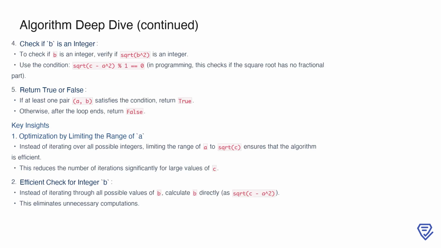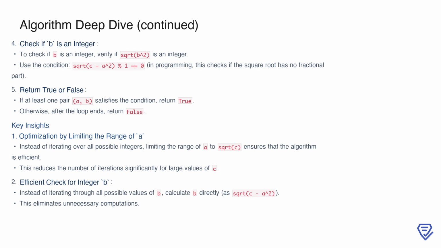Once we compute b^2 = c - a^2, the next step is to check whether b is an integer. To do this, we verify if the square root of b^2, or sqrt(c - a^2), is indeed an integer. In programming, this can be done by checking whether sqrt(c - a^2) has no fractional part, for example, by using the condition sqrt(c - a^2) % 1 equals 0.